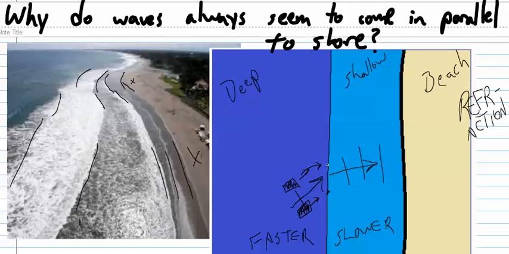So now you know that out in the deep ocean, waves are faster, and where the ocean gets shallow, or even a lake, the waves are slower, and that causes them to turn, or to refract.